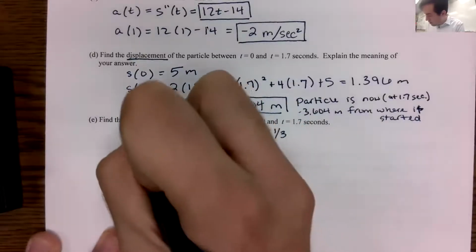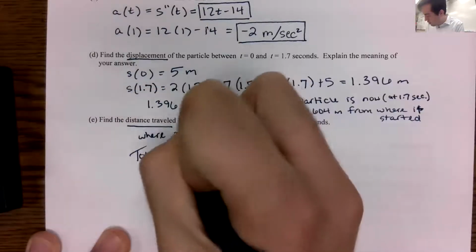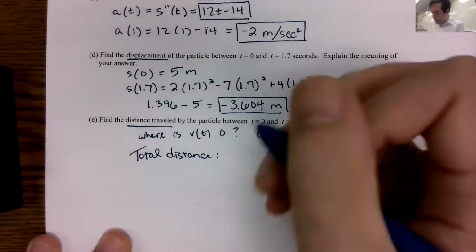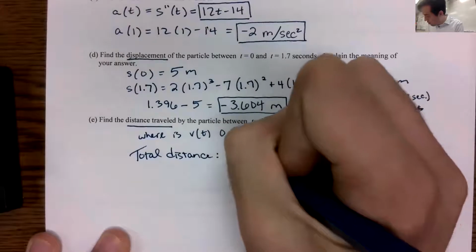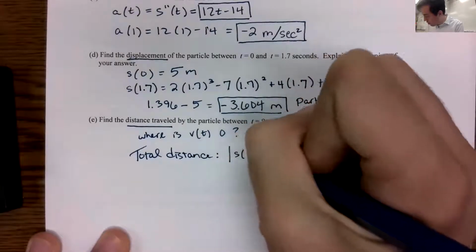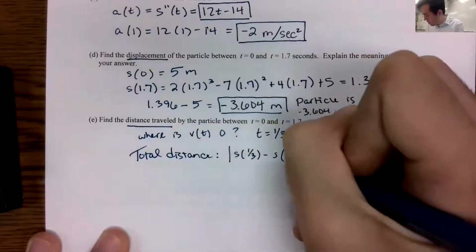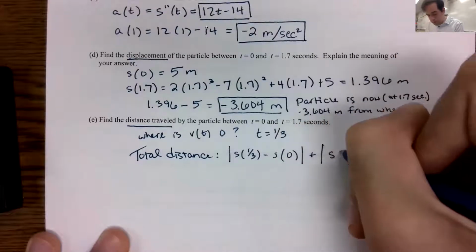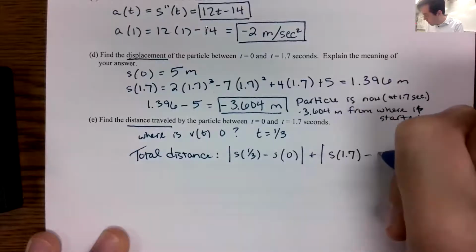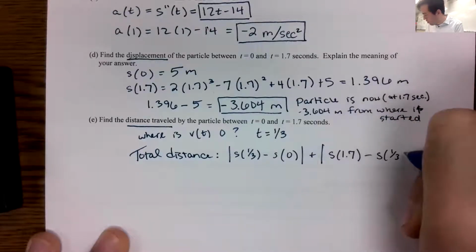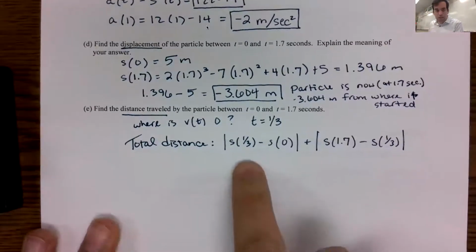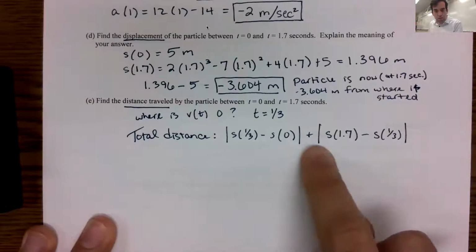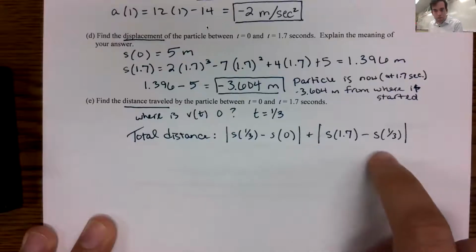So our total distance is going to look like this. It's going to be the absolute value of the position at 1/3 minus the position at time 0, plus the absolute value of the position at 1.7 minus the position at 1/3. So basically we're taking the absolute value of the distance for the first interval plus the absolute value of the distance for the second interval.